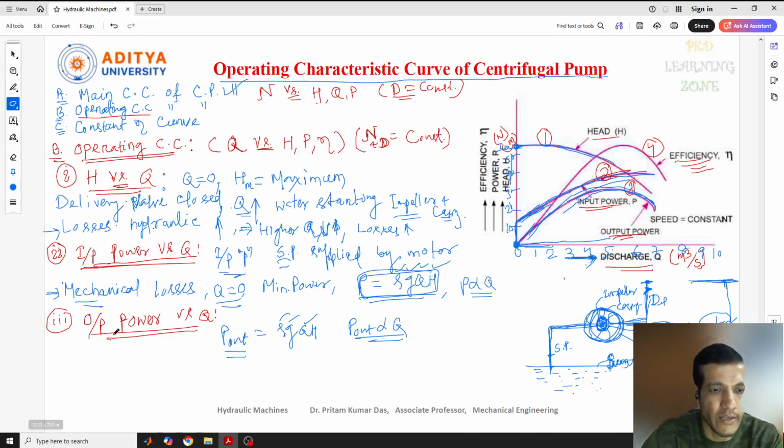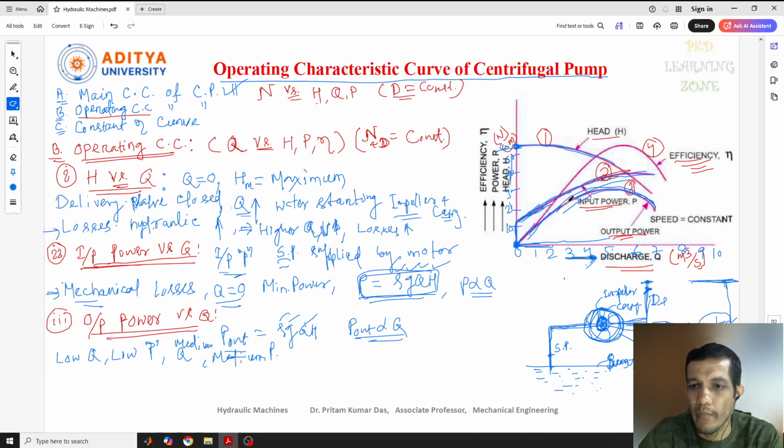But here there is a small concept. If you see the low discharge, here low power. Low discharge, low power. Similarly, medium discharge, so medium power also will be generated. So a maximum power can be generated up to a limit, up to a range where we get the maximum.